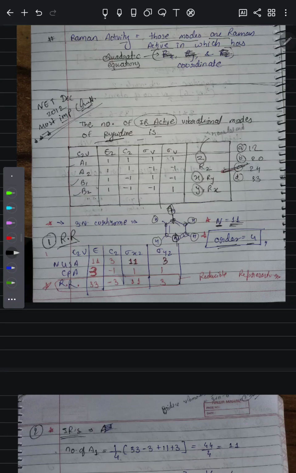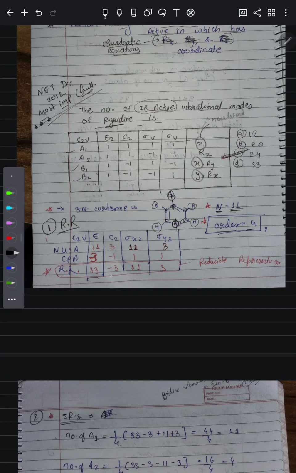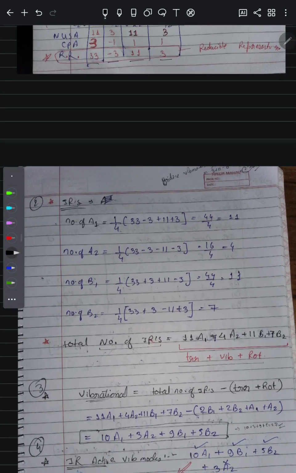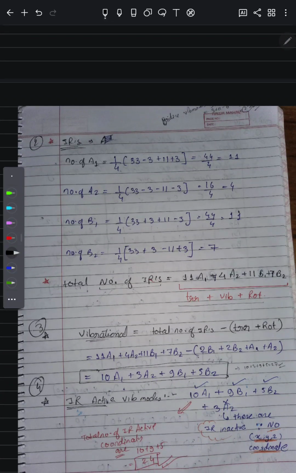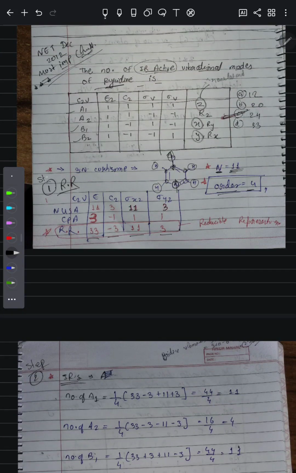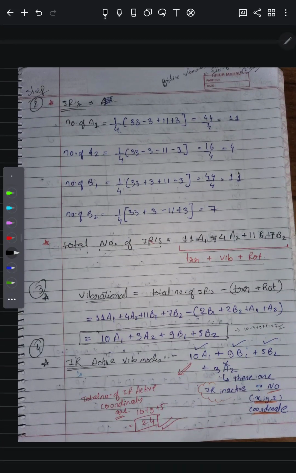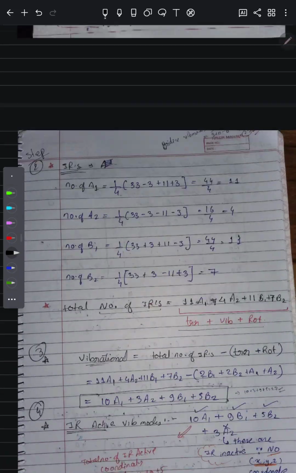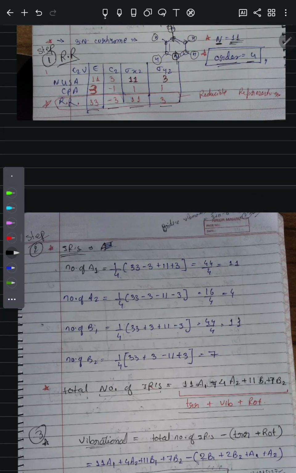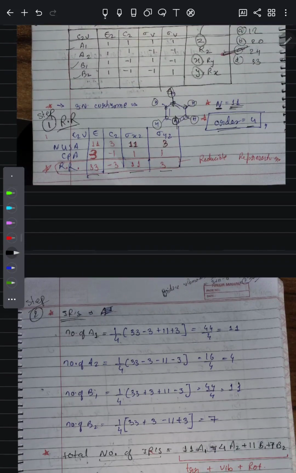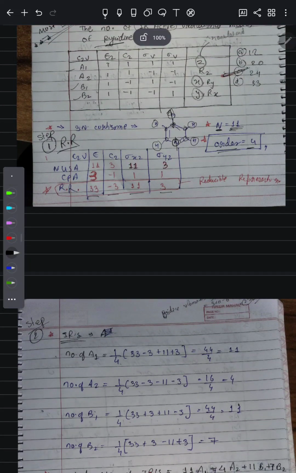So, putting in the Cartesian values, which we have discussed in previous lectures, we will get the reducible representation of 33, minus 3, 11 and 3. After that we need to calculate the irreducible representation, which is the second step. So calculating the reducible representation is the first step, and for the second step we will use the formula: 1 upon order into the character of the molecule into this 1 into 1 into the reducible representation, which is 33.